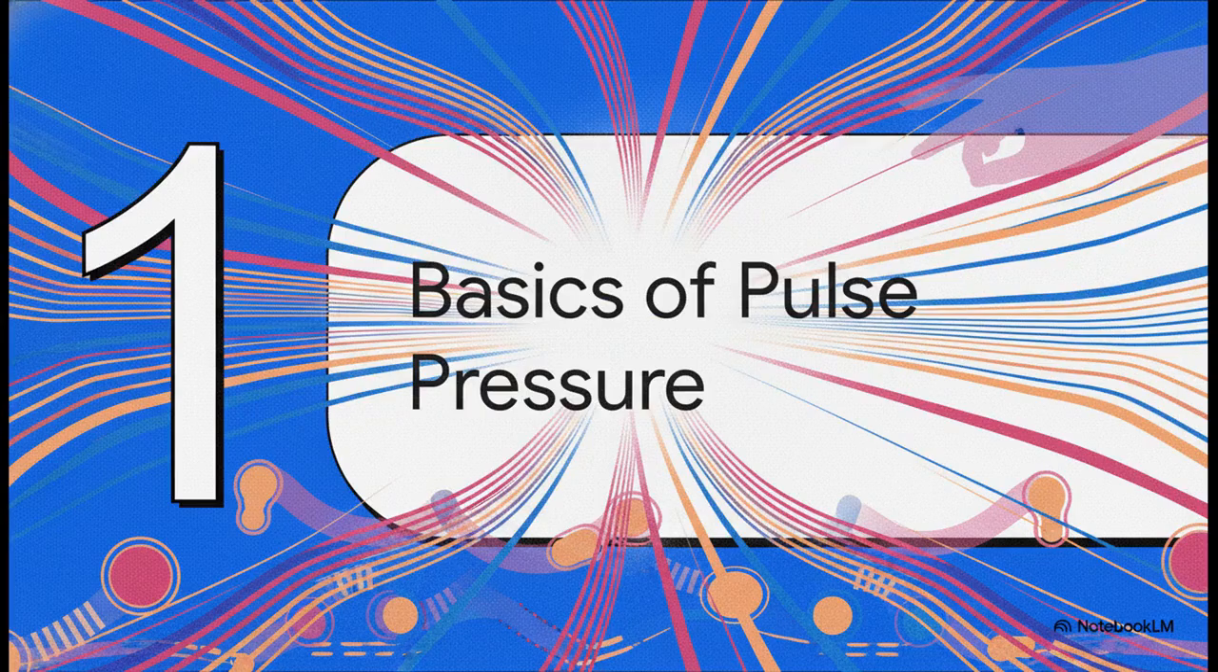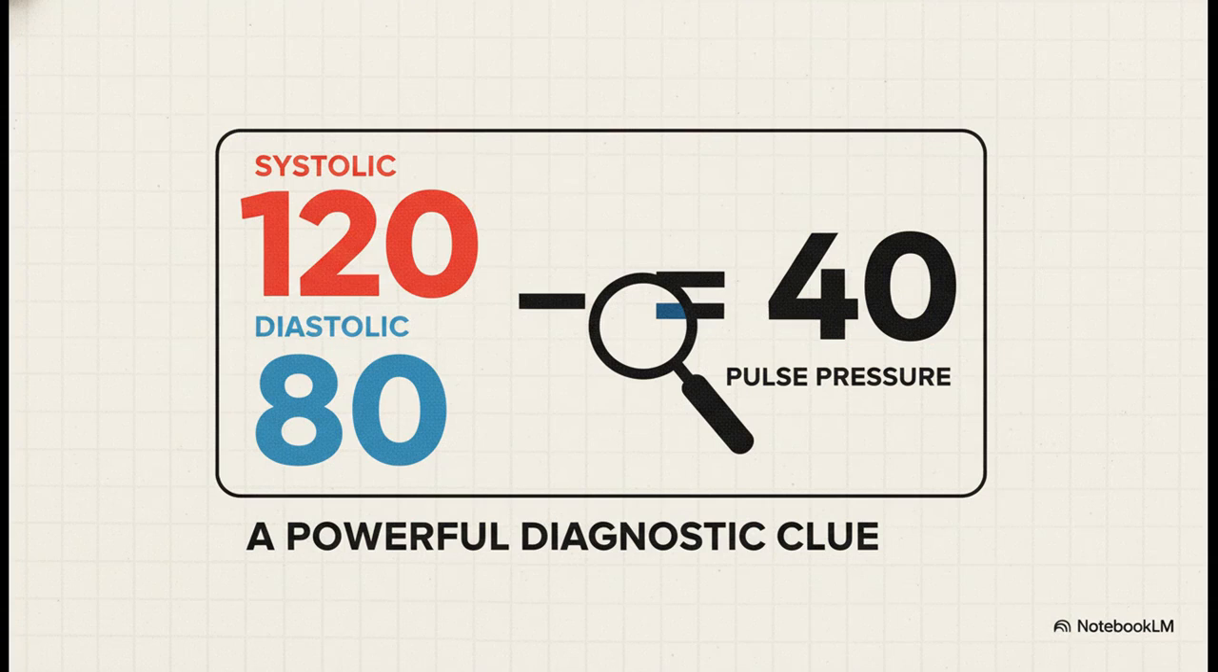First up, let's talk about pressure. And I'm not just talking about how strong the pulse feels, but the actual range of that pressure wave. Now, the math here is super simple. You just take the top number, your systolic pressure, and subtract the bottom number, your diastolic. But don't let that simplicity fool you. That one little number gives us some powerful diagnostic clues, and we're about to see what it means when it gets way too wide or way too narrow.